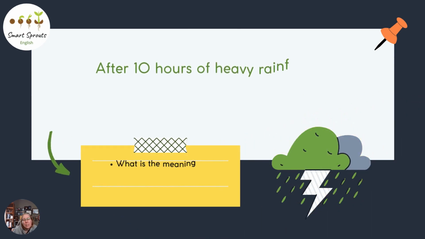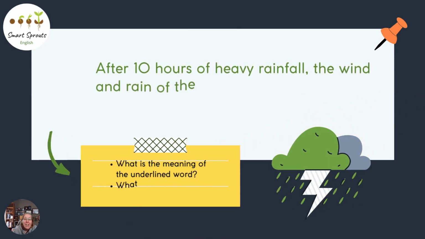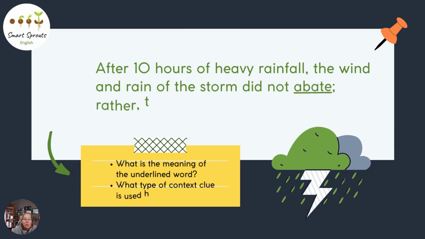Let's take a look at this example. After 10 hours of heavy rainfall, the wind and rain of the storm did not abate. Rather, it began to intensify. Abate is probably a new word for your child. What does it mean? What type of context clue is used here? Let's take a look.